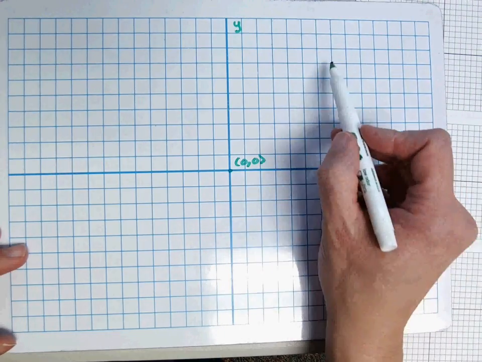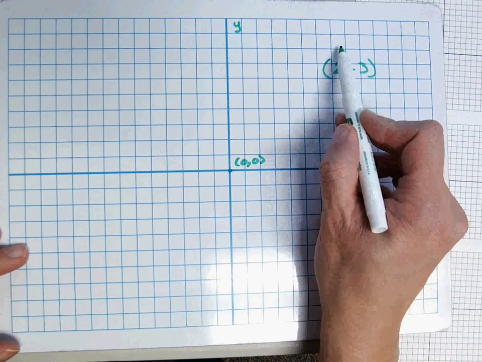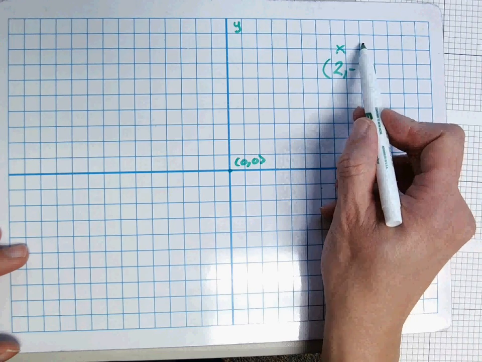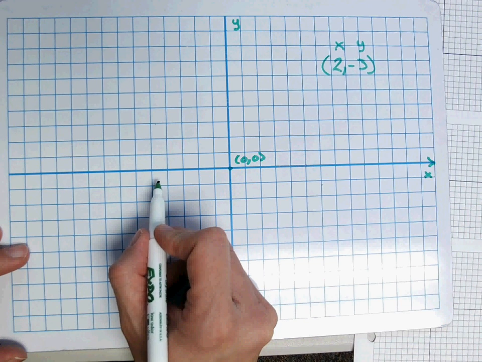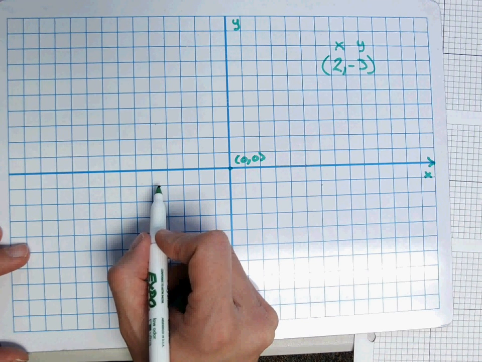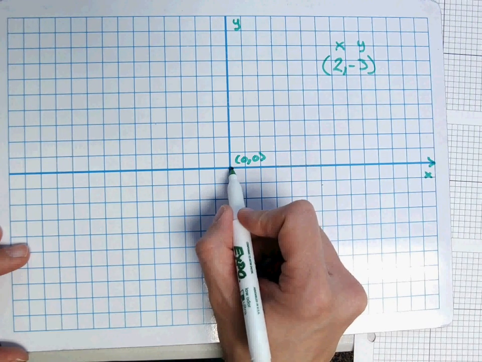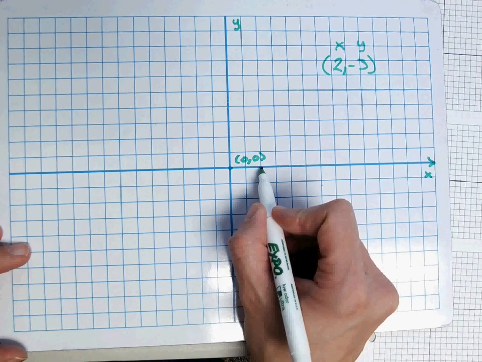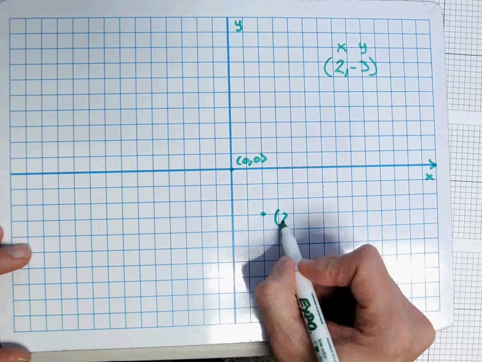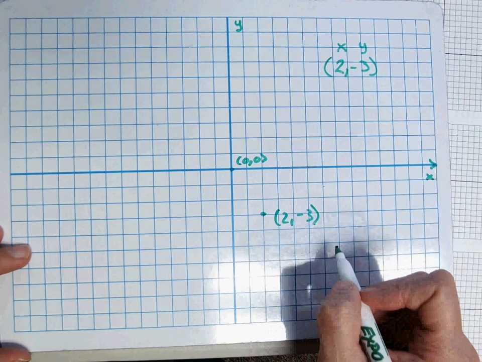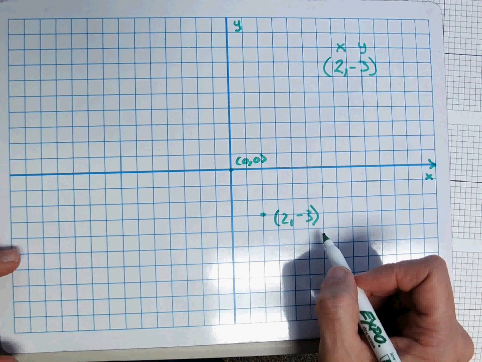And when we graph points, let's say I want to graph a point 2, negative 3, the first number always refers to the x-coordinate and the second number always refers to the y-coordinate. So left and right are the x direction, up and down are the y direction. So if I wanted to graph the point 2, negative 3, I would go 2 in the x direction and negative 3 in the y direction. This point is 2, negative 3.